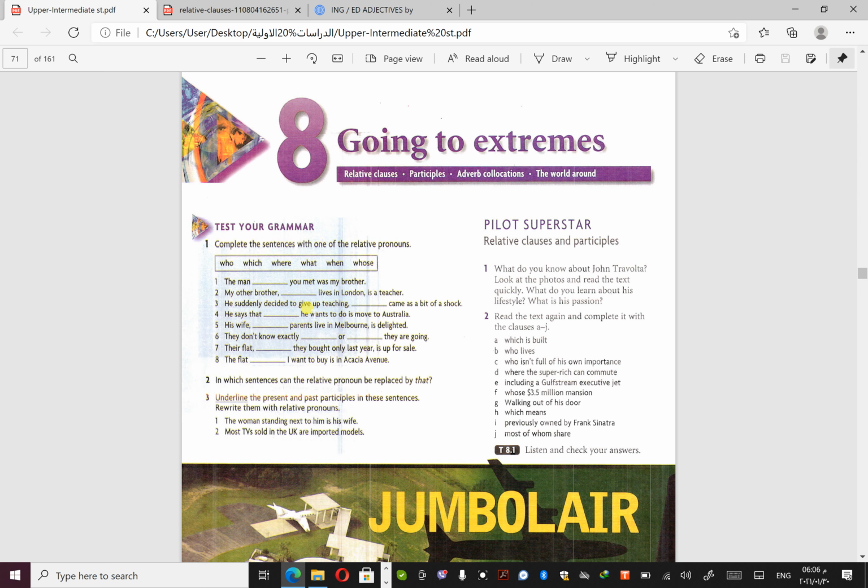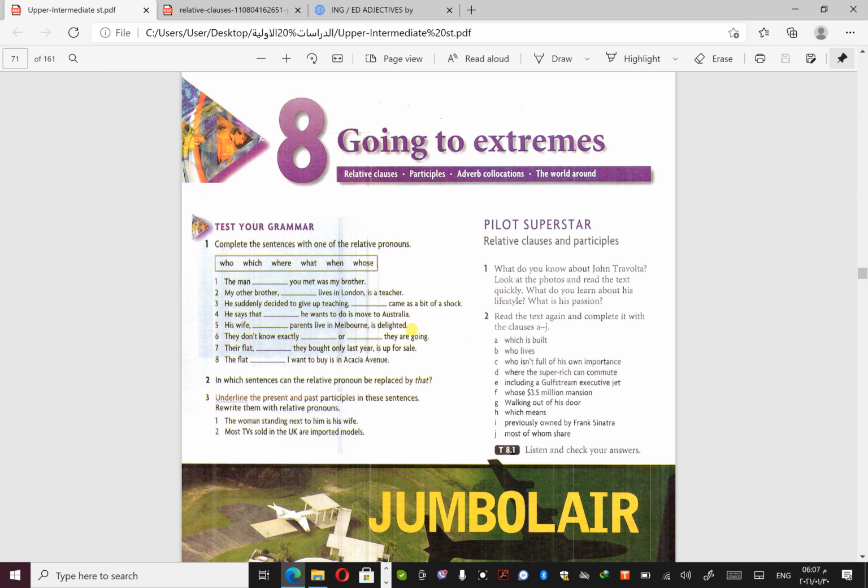But before starting this exercise, you have to know what relative clauses are. And before we start with relative clauses, what is a clause? A clause is basically an incomplete sentence. That means it is missing one or maybe two of the parts of the sentence. That is why we don't say a sentence, we say clause.